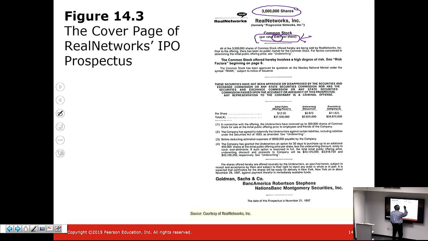So initially, in this case over here, Real Networks are valuing their IPO price at $12.50. They're expecting to raise 37.5 million, of which 2.6 million will go to the underwriting company in what is called underwriter's discount, or underwriters' fees. This is the fee that they're charging for providing their service to this company. So the net amount that they're raising is $34.875 million. Those are the important parts of this document over here.